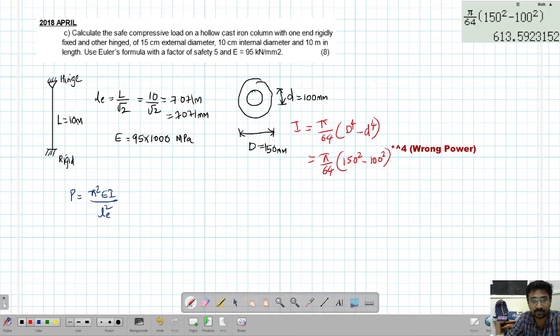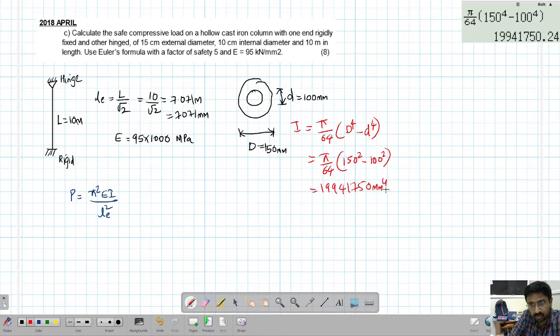I made a mistake here. I was also wondering why the value of I was so small. It is to the power 4, not square. So the value of I comes out as 19941750 mm to the fourth. The value of I should always come out very large. I was using square, so I was getting a smaller value. I hope this is clear. This is how you find the value of I. Now you just have to plug into the equation and find the value of P.